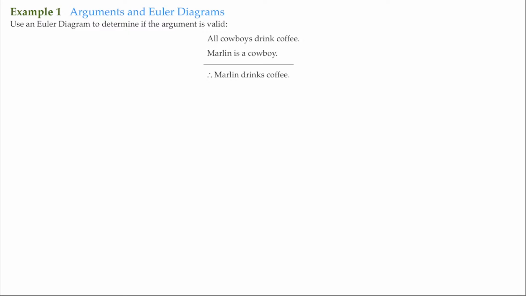In this section, we continue validating arguments. For this argument here, notice that it is not written in symbolic form as we've done in previous examples. That's because this is known as a syllogistic argument. I'm just going to write it up here.